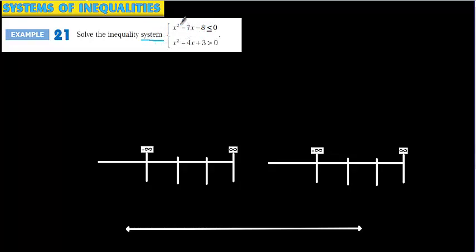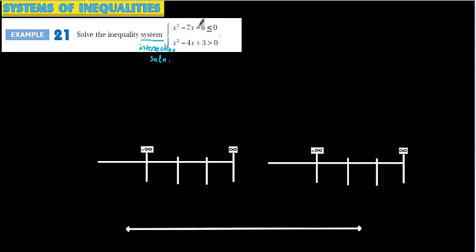Because when you solve x squared minus 7x minus 8 is less or equal to 0, or x squared minus 4x plus 3 is greater than 0, you are finding solution sets. And when you are solving these systems, it means that you are going to get the intersection of the solutions. So actually, when we see the system, we are understanding intersection of the solutions.